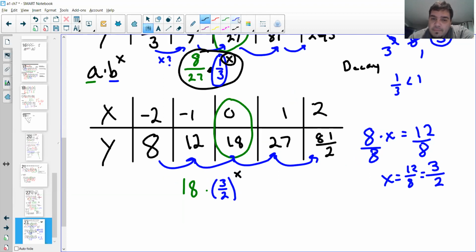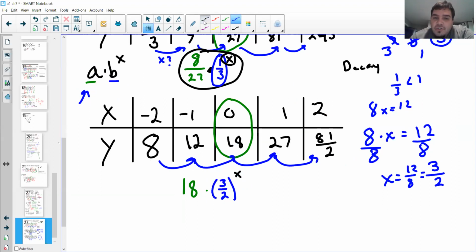Wait, why did you divide by 8? 8 times x equals 12. How do you get x by itself? Oh, it's times x, I didn't see the times x. Where does the 18 go? It goes in front of the b to the x. It would be the a value right here.